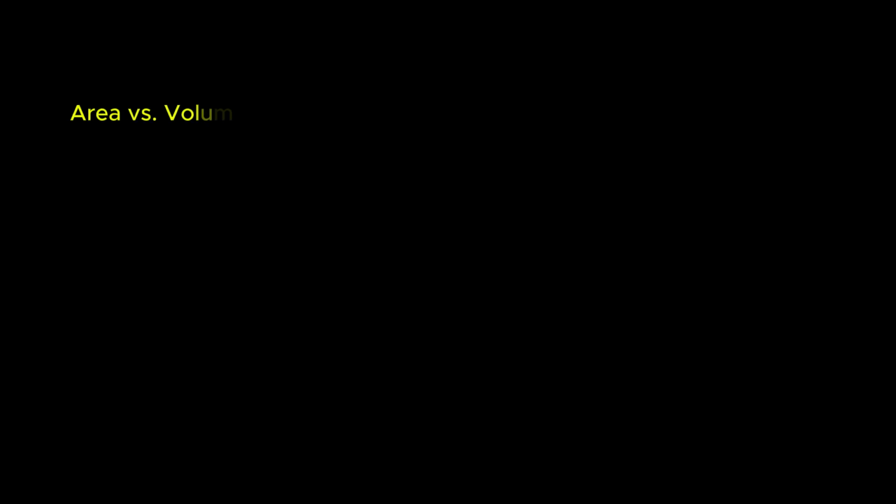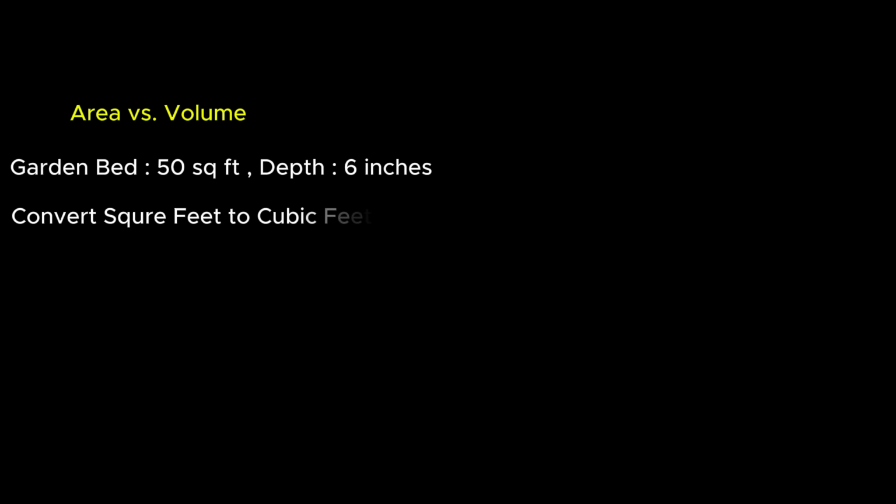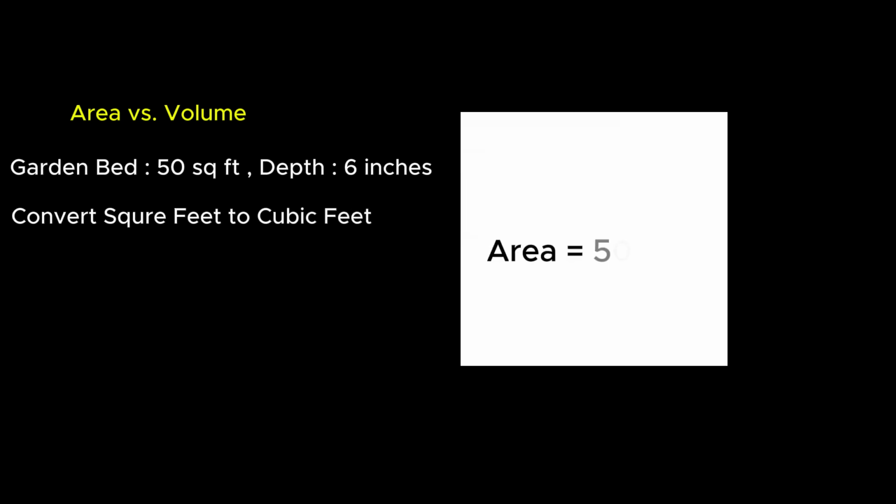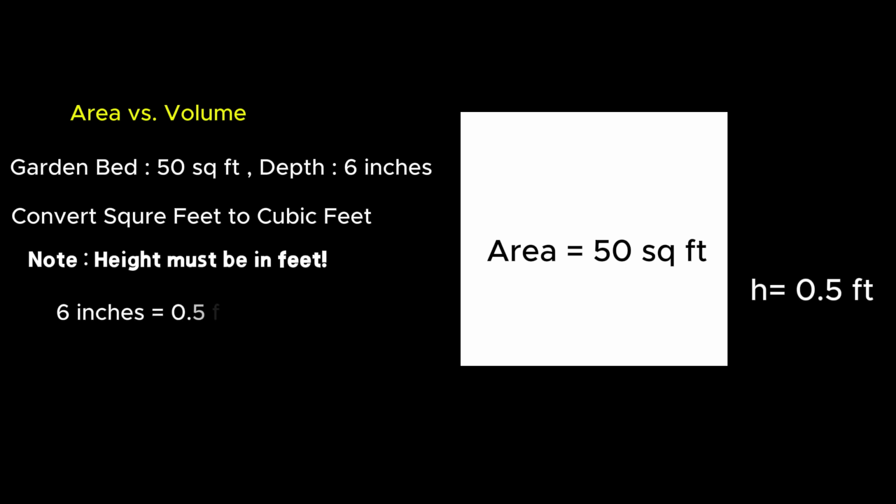Sometimes you will have the area of a space, but you need to know the volume. For example, you know your garden bed is 50 square feet, but how much soil do you need to fill it 6 inches deep? To convert square feet to cubic feet, you multiply the area by the thickness or height. However, there is a catch. Your height must be in feet. Since 6 inches is half of a foot, we use 0.5. 50 square feet times 0.5 feet equals 25 cubic feet.